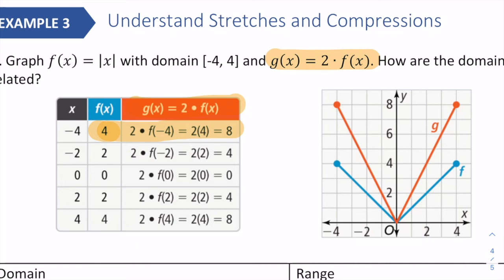Now let's look at the rest of the points. So the y value for f of x is 2. 2 times 2 is 4. 0 times 2 is just still 0. 2 times 2 is 4 like we did before, and 4 times 2 is 8. So that brings us back up. And you can see that it still has that shape.